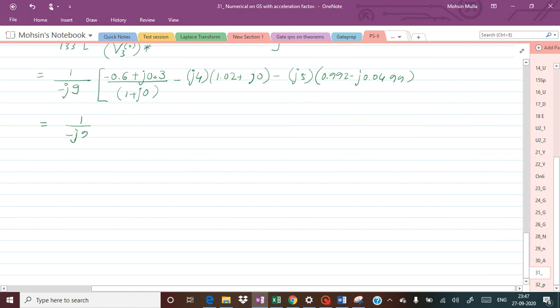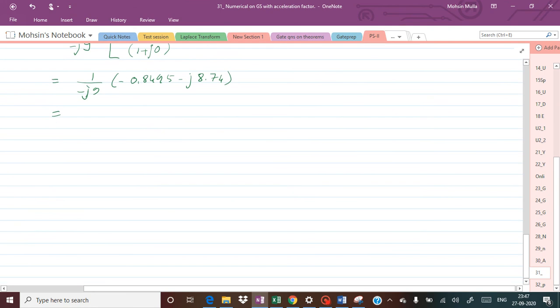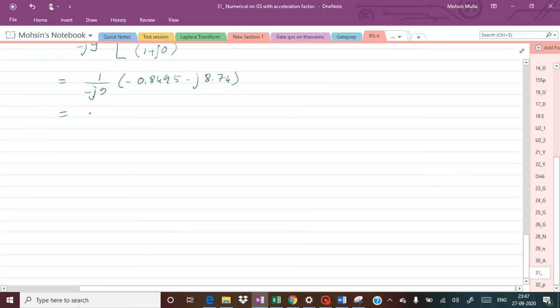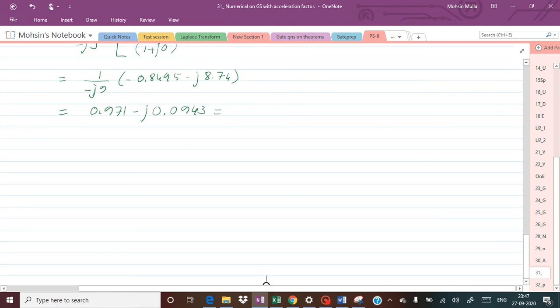Simplifying this, we get 1 divided by minus j9 into the bracket minus 0.8495 minus j8.74, and further simplification of this will give us 0.971 minus j0.0943. In polar form the same thing can be written as 0.9756 at an angle of minus 5.55 degrees. This is V3 of 1.